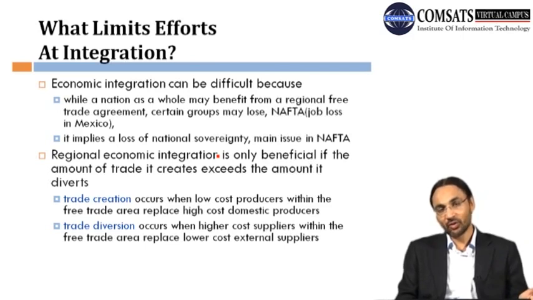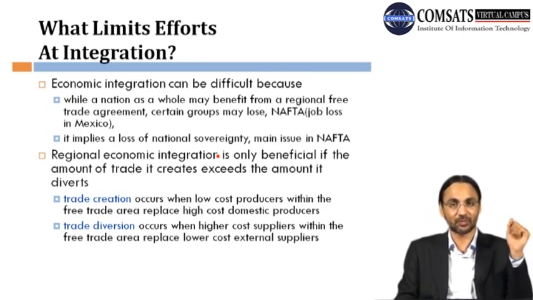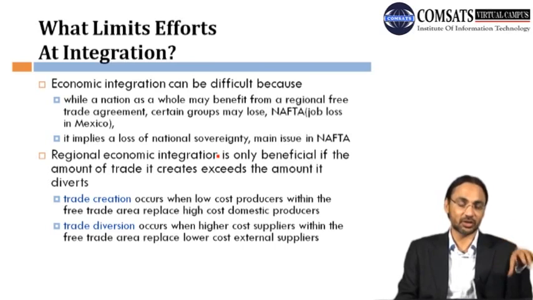before this agreement, they could buy the textile products from Vietnam at a cheaper rate than Mexico? In that case, we can say that the US is replacing lower-cost external suppliers, Vietnam, in textile products, with higher-cost suppliers, which is Mexico. In that case, trade diversion occurs.